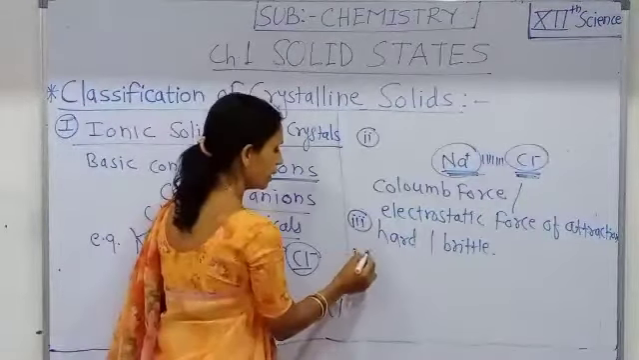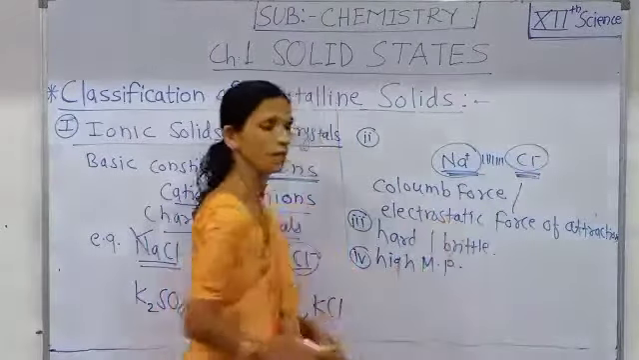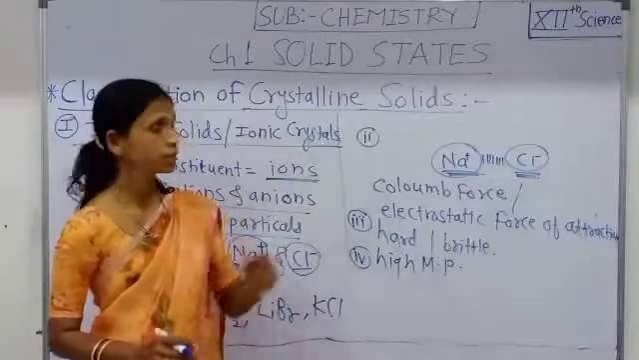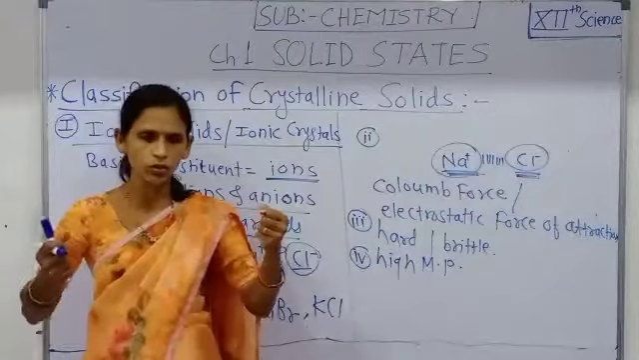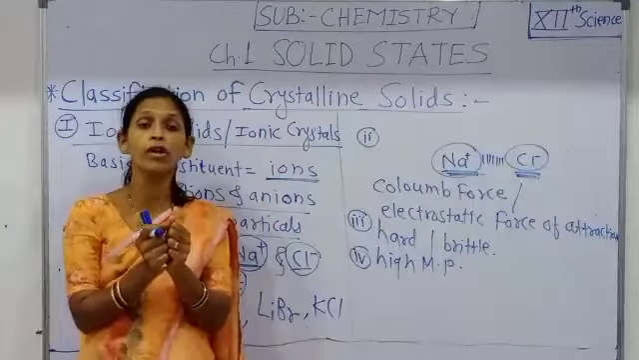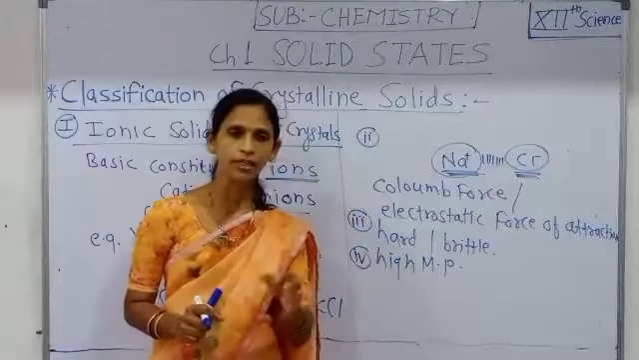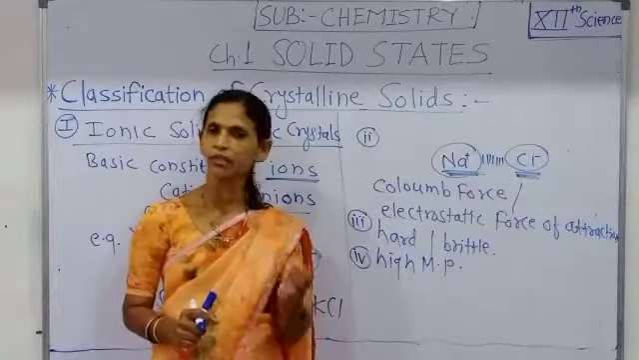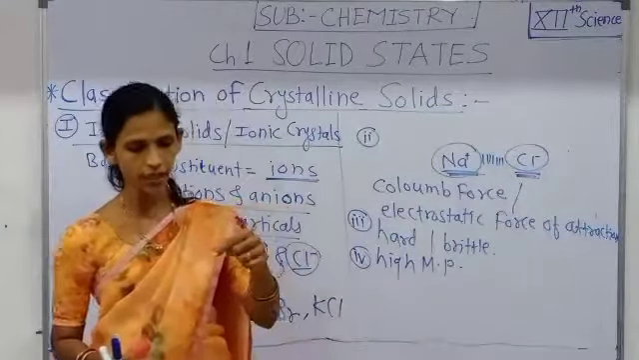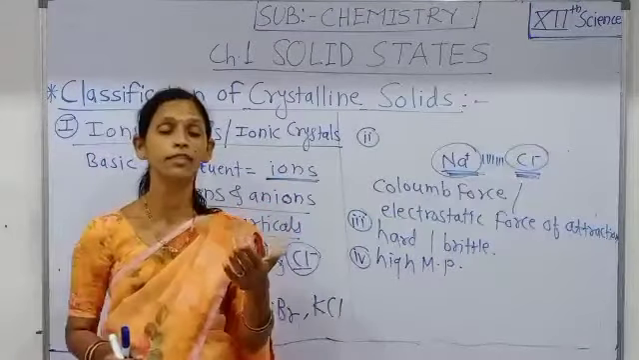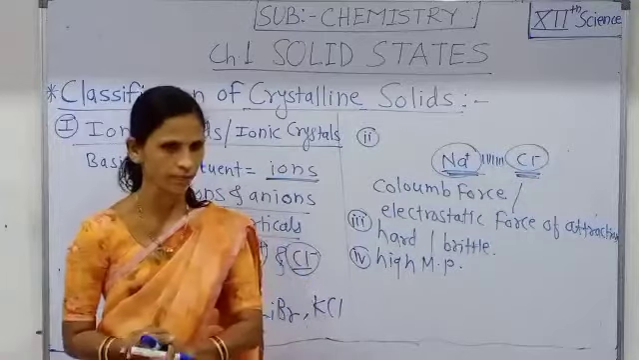Next, they have a high melting point. The melting points of these substances are the highest, because the electrostatic force of attraction is strongest between the oppositely charged ions, the basic constituents of ionic crystals. The melting points of ionic crystals range from about 600 degrees Celsius to 3000 degrees Celsius.